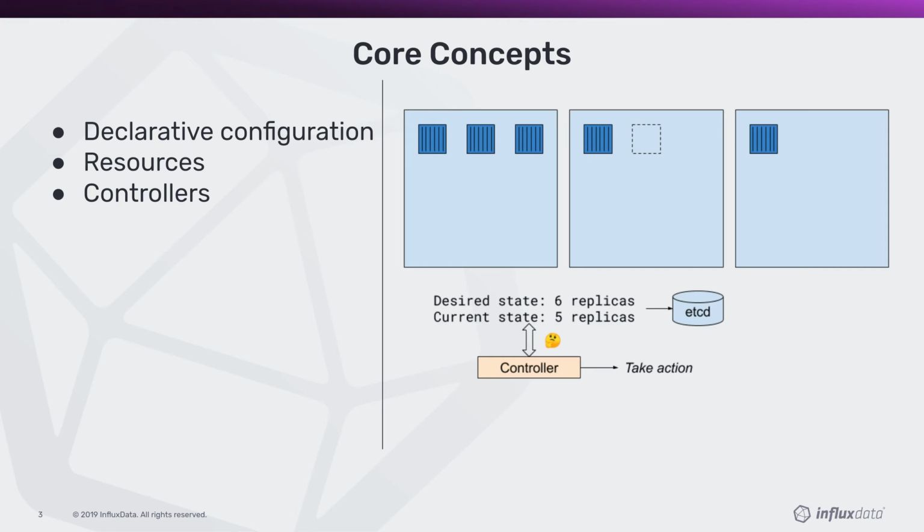So if we take, for example, this case here in the diagram where we've said desired state is 6 replicas, we tell Kubernetes and it gets stored in its data store, and then at some point the controller is looking to see, is the desired state currently being met? Oh, there are only 5 replicas, what should I do about that, and goes and takes some sort of action.